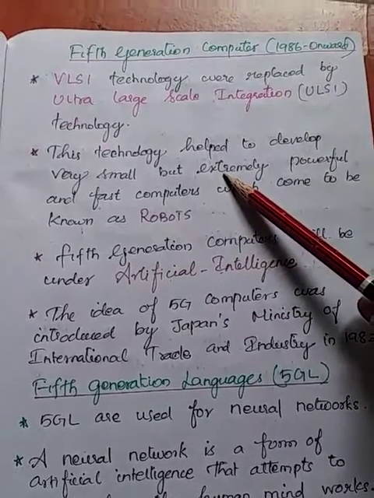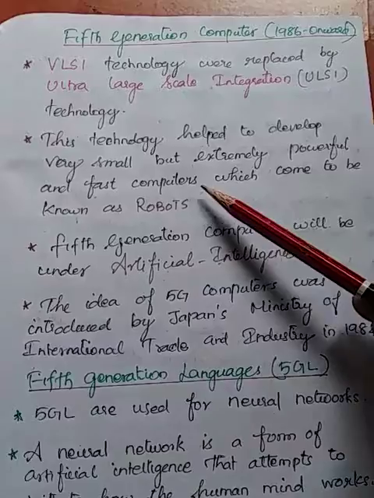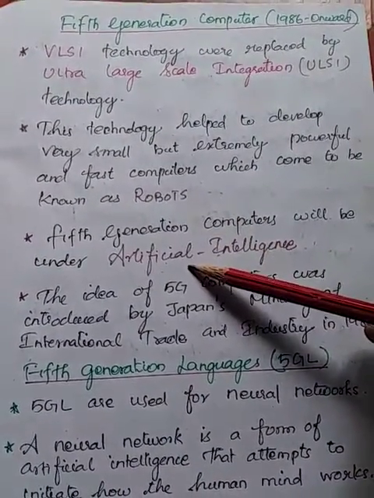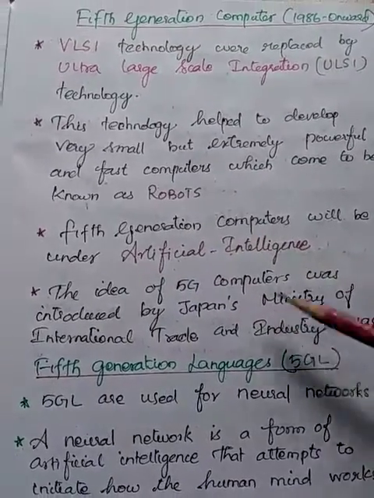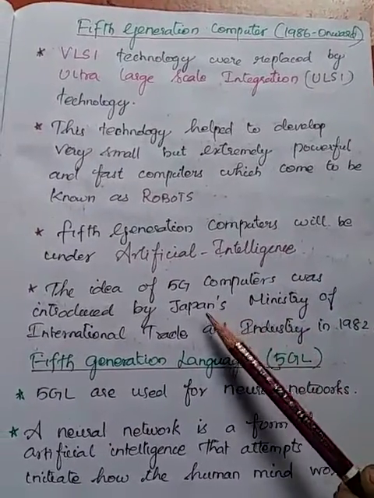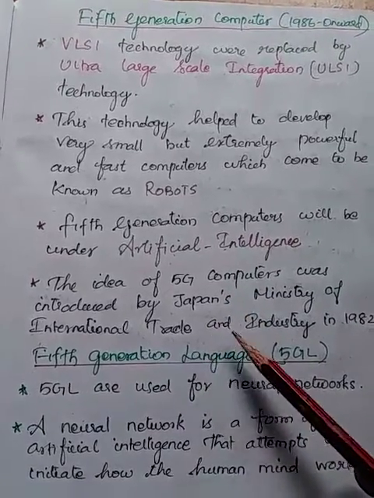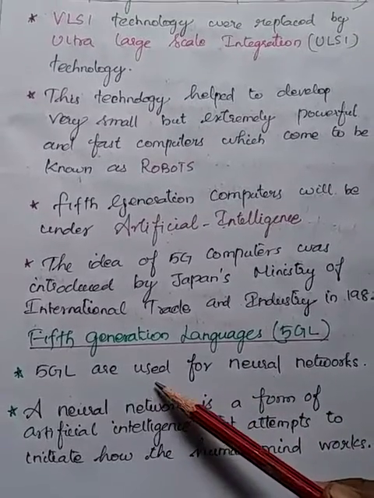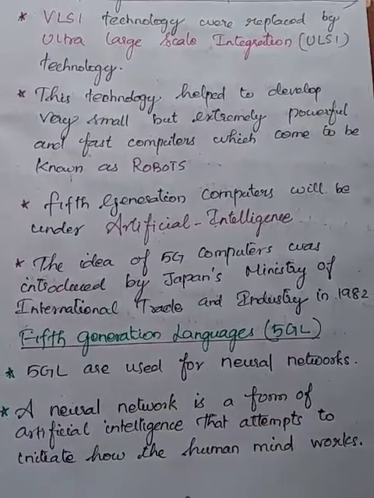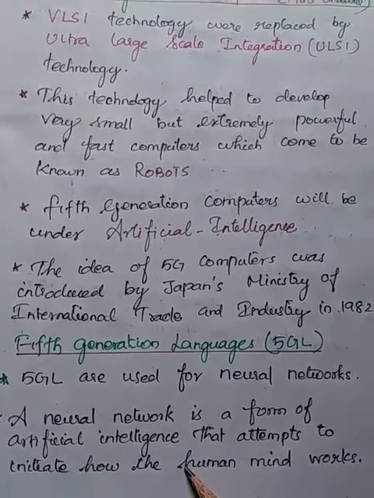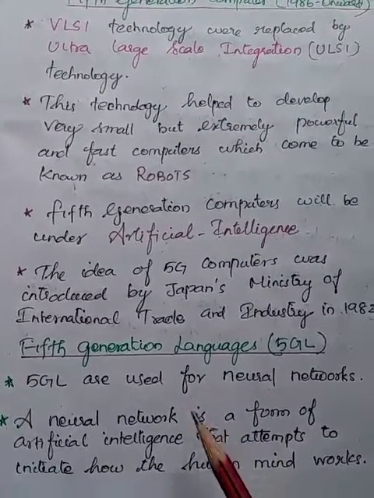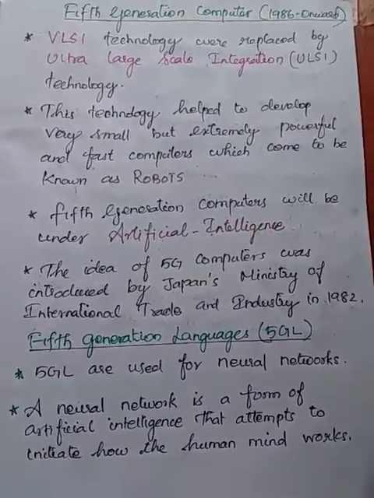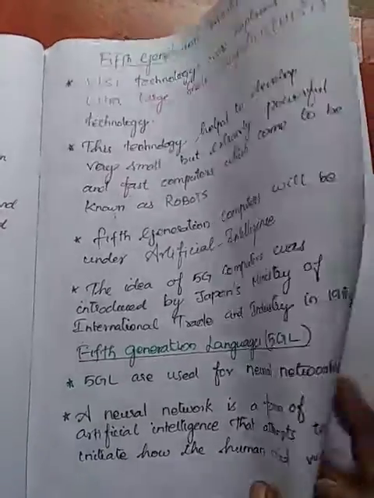This technology helped to develop extremely powerful computers, which came to be known as robots. It comes under artificial intelligence. It was introduced by the Japan Ministry of International Trade and Industry. The languages used in the fifth generation are used for neural networks. That is, they are trying to bring intelligence into the machine, how the human behaves, that behavior they are trying to bring into the computer. That is artificial intelligence.